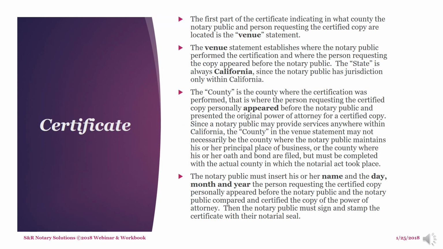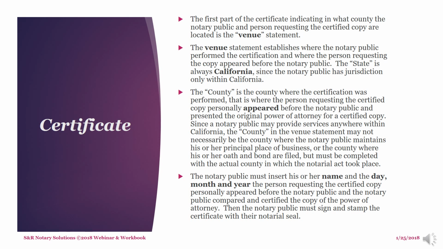The first part of the certificate, indicating in what county the notary public and person requesting the certified copy are located, is the venue statement. The venue statement establishes where the notary public performed the certification and where the person requesting the copy appeared before the notary public. The state is always California, since the notary public has jurisdiction only within California. The county is the county where the certification was performed.